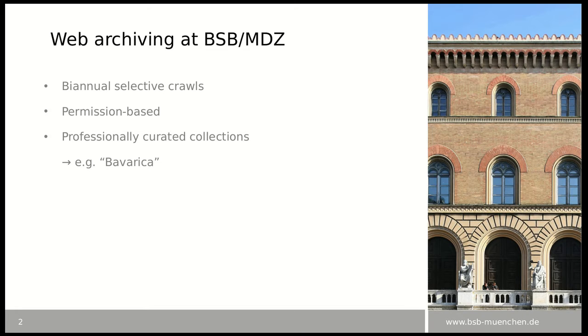Our web archives consist of biannual selective crawls. Before we start crawling and archiving, we request the permission of the website owner. The websites are selected by subject experts at the library. One of these professionally curated collections is the Bavarica collection.